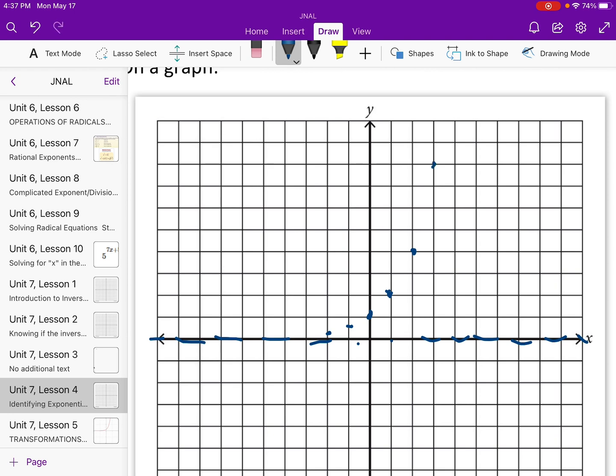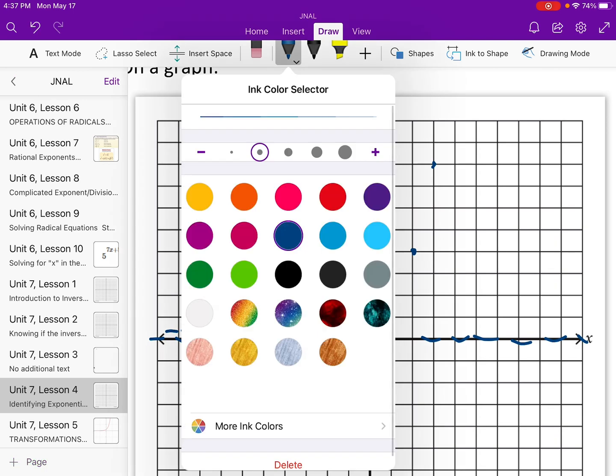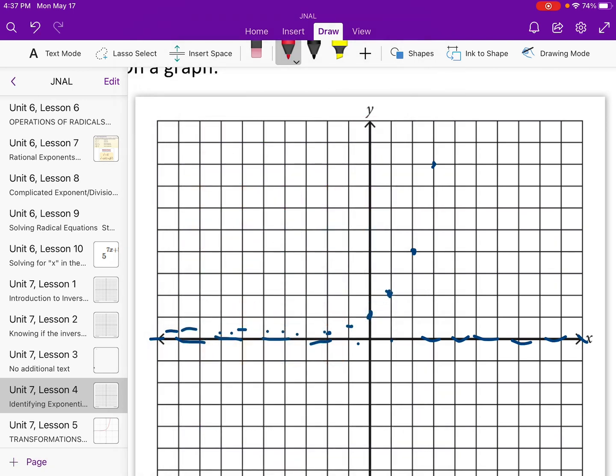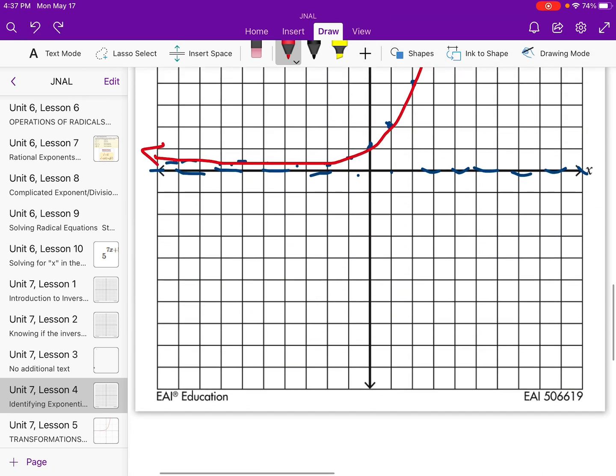Now, going this way, we would have values that would get closer and closer to this asymptote, but it would never get there. So I'll just do this in a different color. So that's about what that looks like. It stays kind of normal, but then once it gets to a certain point, it will just take off like that. So that's what that looks like.